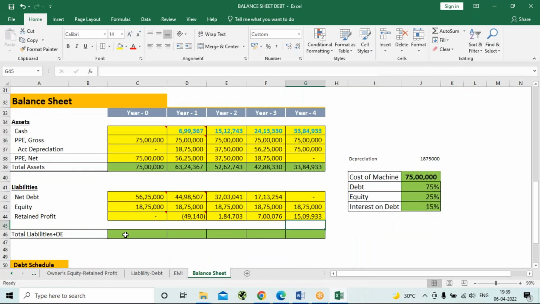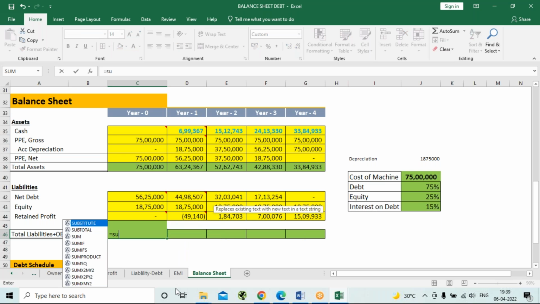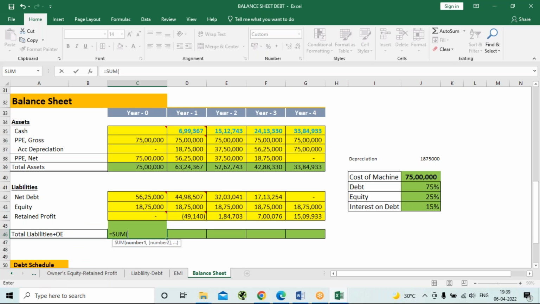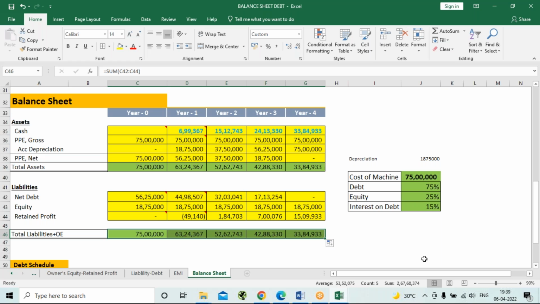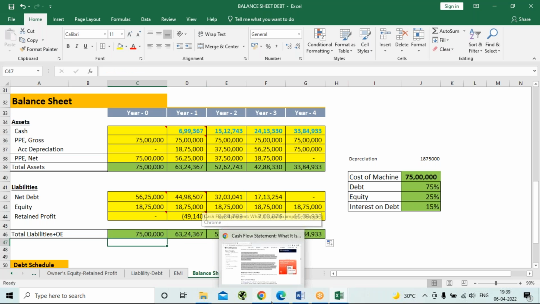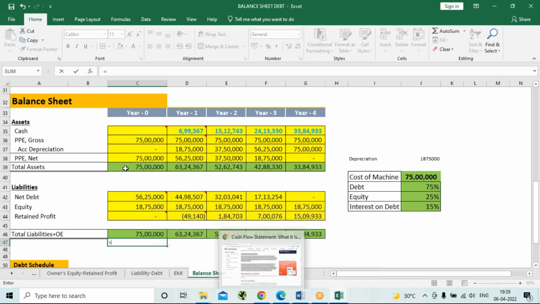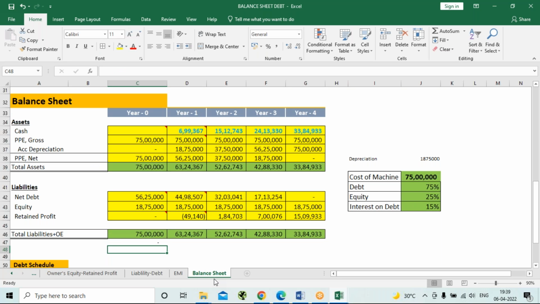Now, let me add the values. So total liabilities plus owner's equity will be equals to the sum of the net debt plus equity plus profit. So here we have to add all these three values. Now if you drag it to the end, I'll do one checksum, that means equals to total asset value minus total liabilities plus owner's equity value should bring me 0.